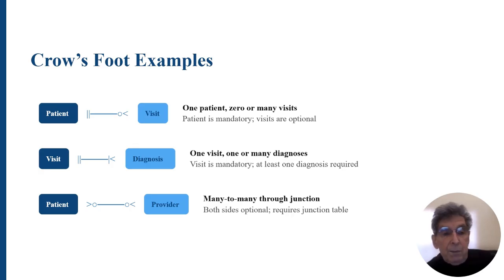And the third one, the patient to provider, you have the greater than and less than on both sides and a 0. So this is the many to many through a junction. Both sides are optional. So it says that you don't have to have any patients, you don't have to have any providers. But if you can have more than 1, it can be a many to many. So this is the most complex case. In practice, this will be shown with the junction table in between, but the principle is the same.